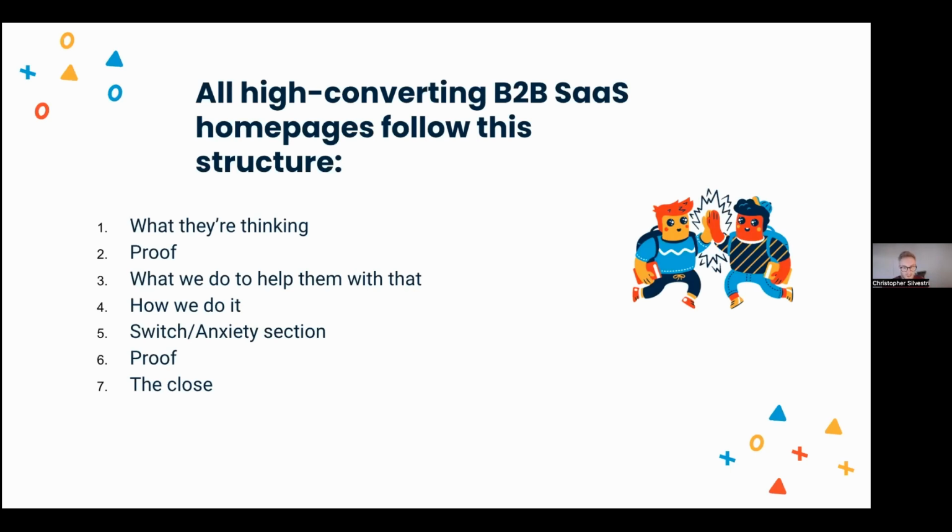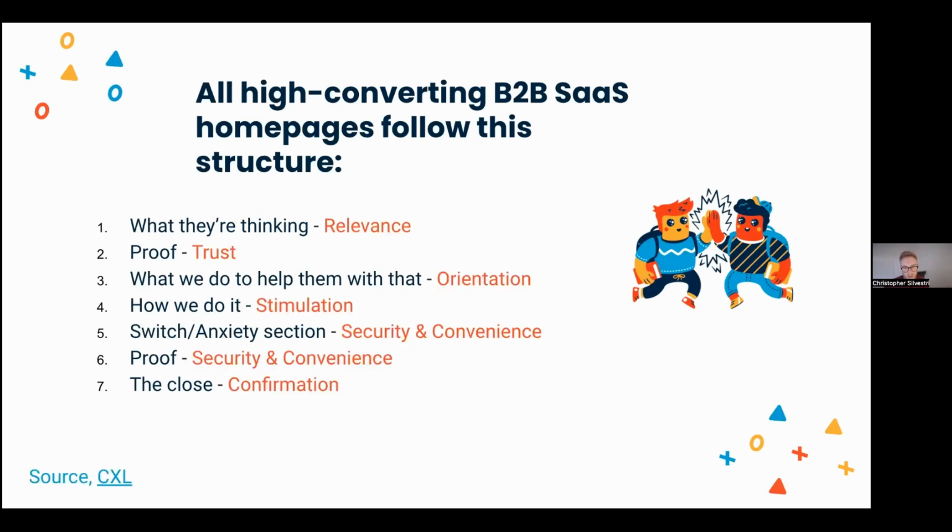So this is the same structure that we look at, and we can basically put these themes on it. So what does this mean? You can check out the full website at CXL with links to the sources. But basically, when we're talking about what they're thinking, it's about relevance. What we write needs to be relevant to their situation. And again, I'll walk you through some examples of how to understand that. Proof, it's about creating trust.